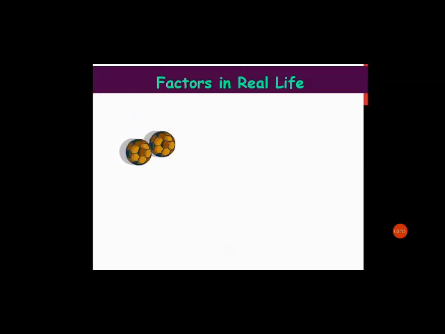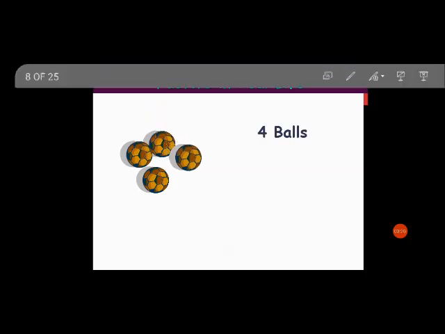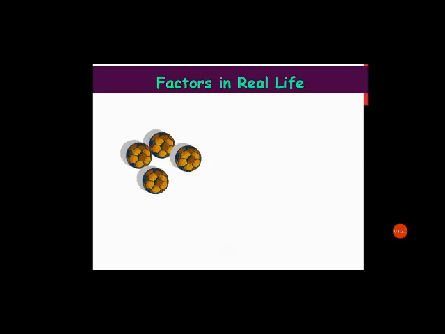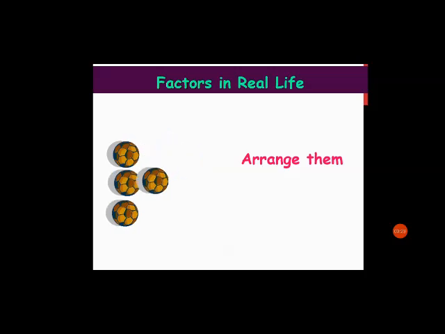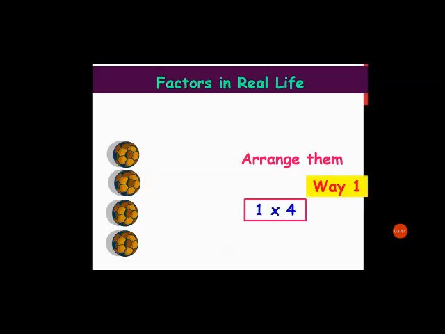Factors in real life, how we can see them in real life. In this case, we have 4 balls. If I want to arrange these balls, how would I arrange them? So I can simply arrange them in this way. So if I'm counting how many rows and columns do I have, 1 column and 4 rows. So as we said in multiplication, we say 1 times 4. So this is way number 1 to arrange the balls.